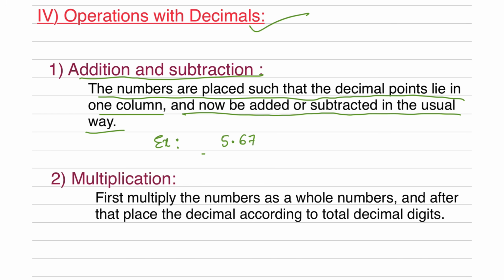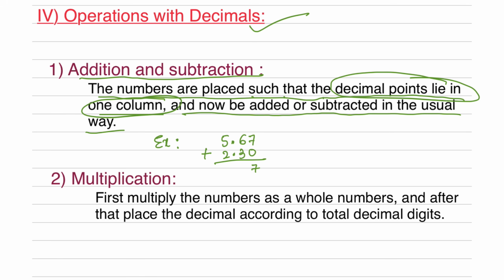5.67 is added to 2.30. See what it says. The numbers are placed in such a way that the decimal points lie in the same column. Means see, the decimal points are in the same column. Now add in the usual way.